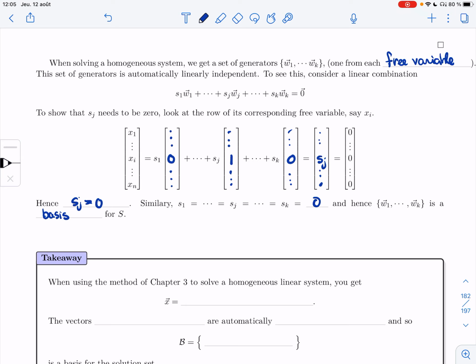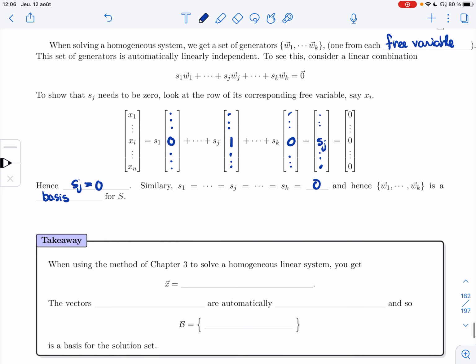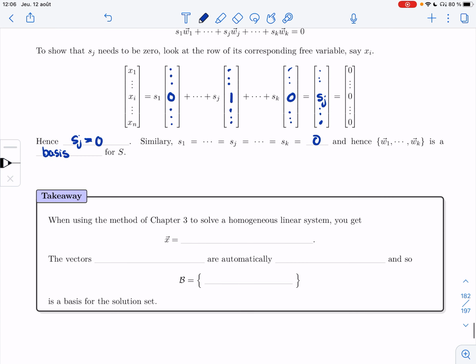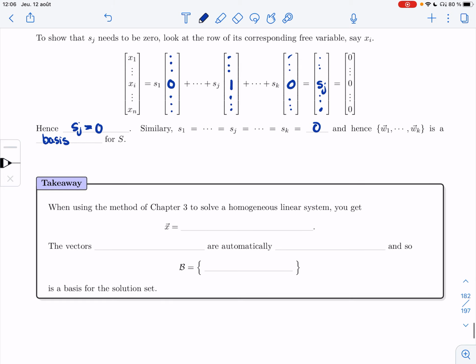All right, so this is specific to this type of example, where the generators that you get come from solving a system. They have specific characteristics that make them linearly independent. If I give you a span with random generators, you have no reason to expect that they're linearly independent.